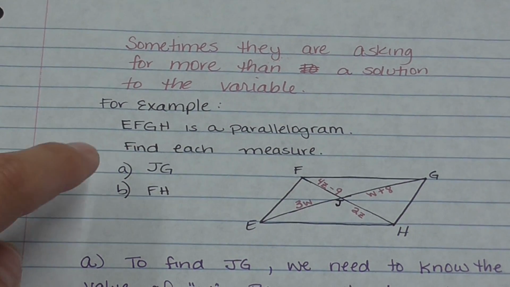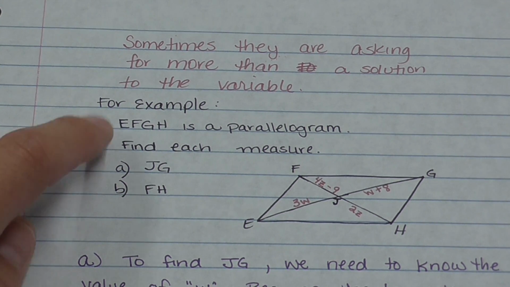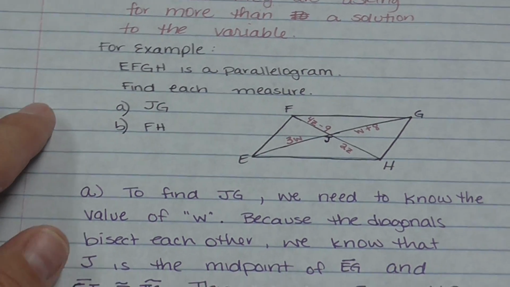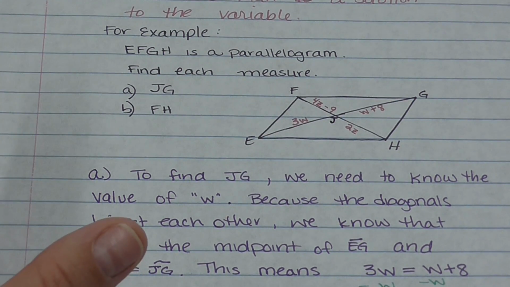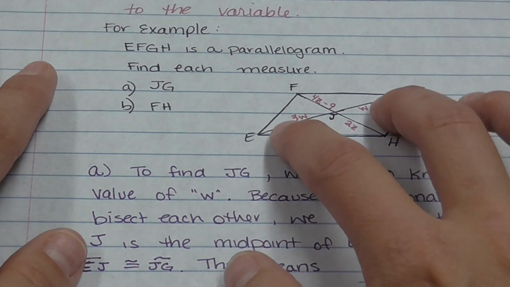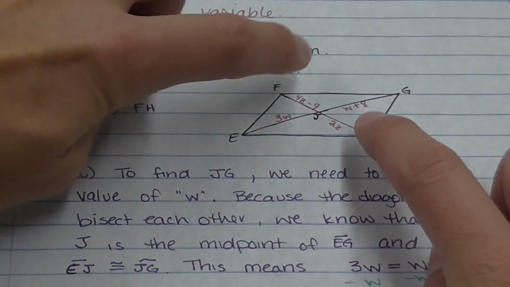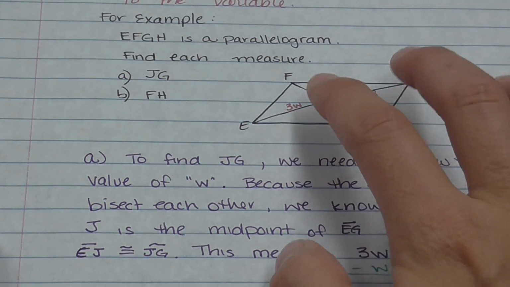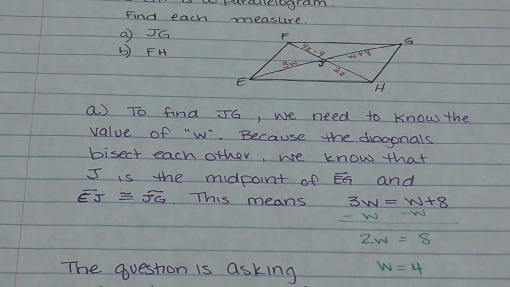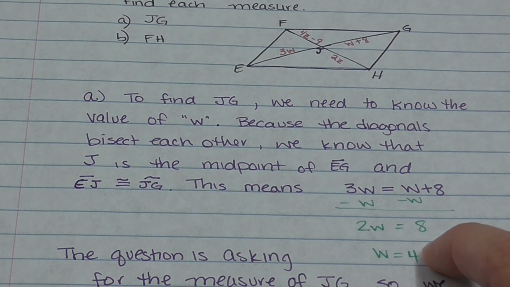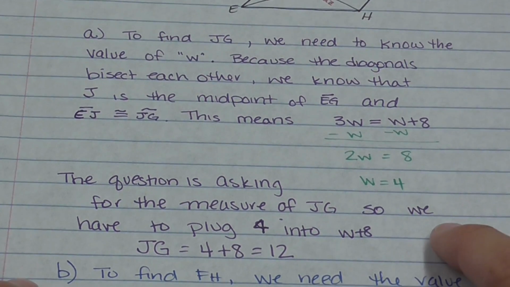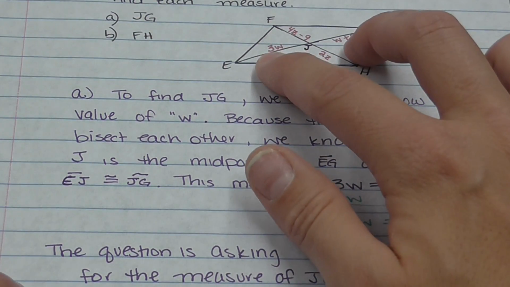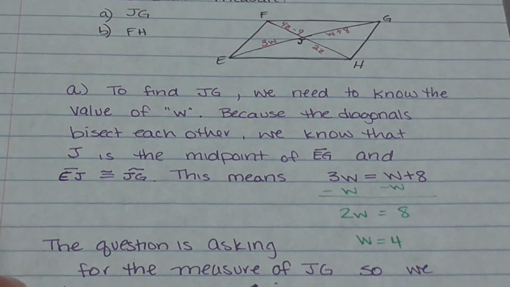Alright, so here we go with given this parallelogram, find each measure. And it gives you some labels here. Now, what we know about parallelograms is that the diagonals bisect each other. So I know that these two pieces are equal to one another, and I know that these two pieces are equal to one another. So to find JG, which is just this little segment right here, I need to find W first. But it's asking for the measure of JG, so I have to plug 4 back into here. So I set them equal to each other, solve for W, and then plug it in.